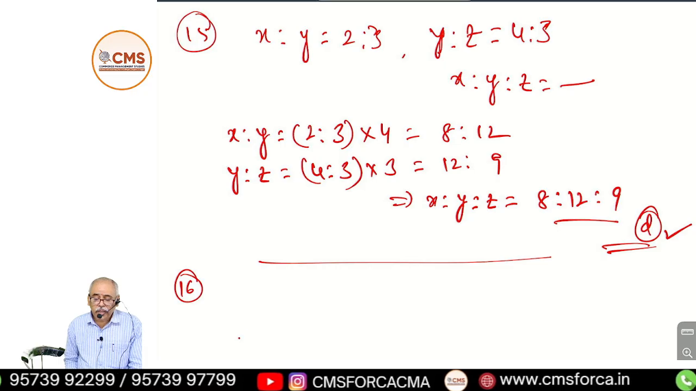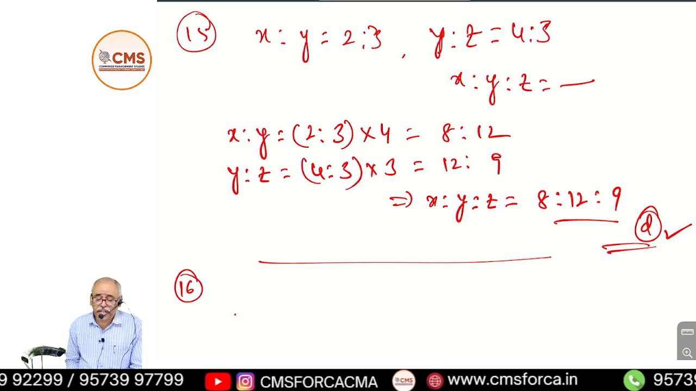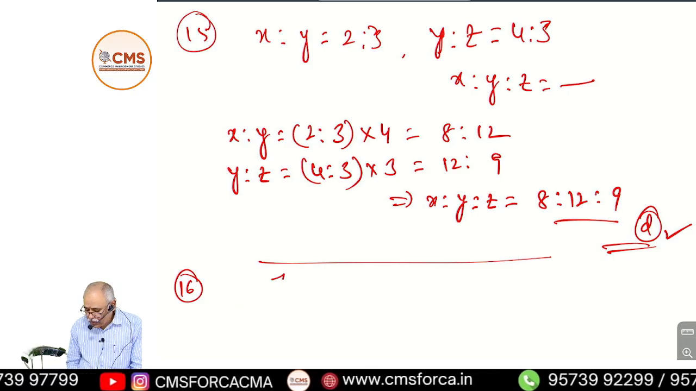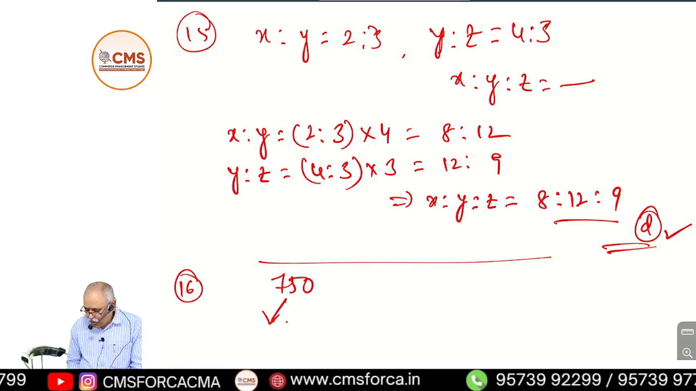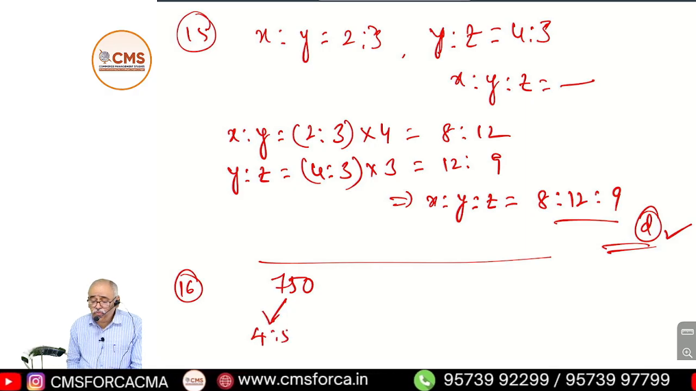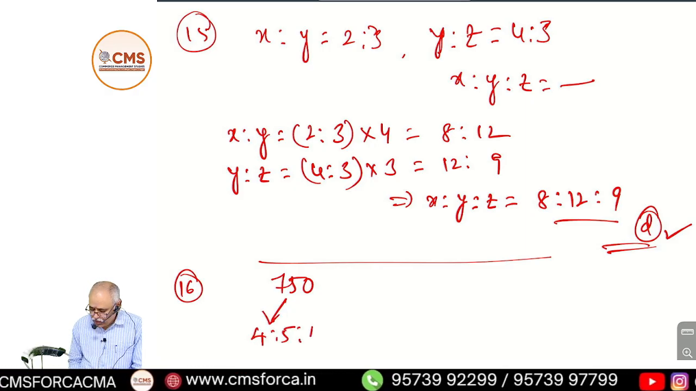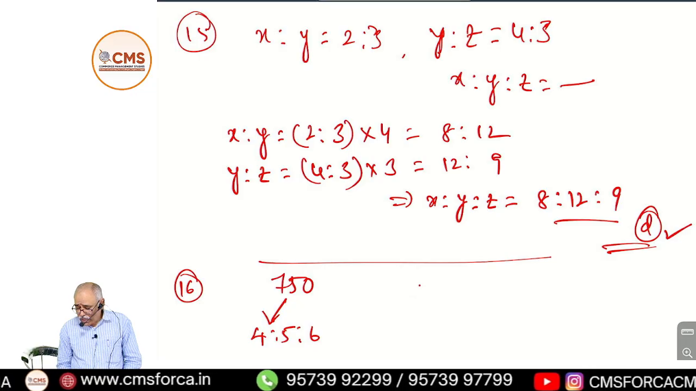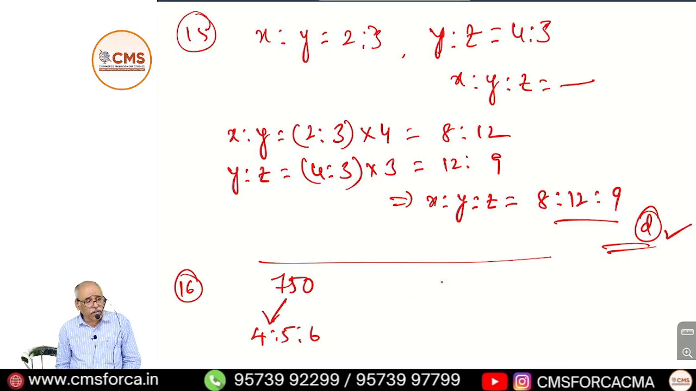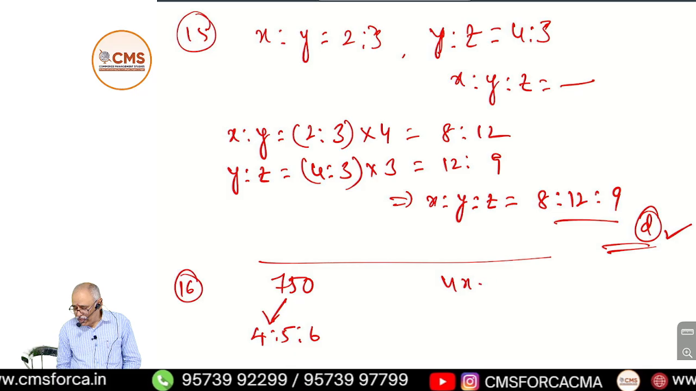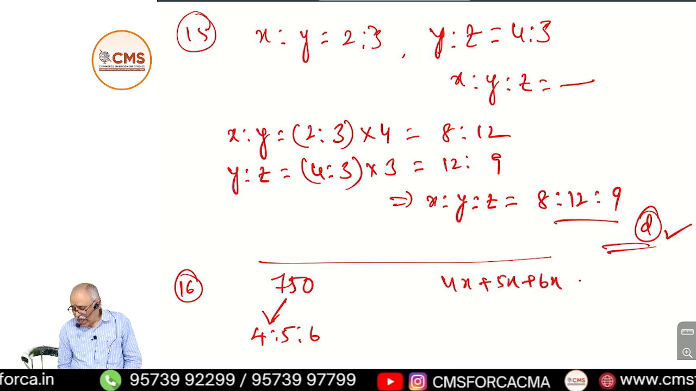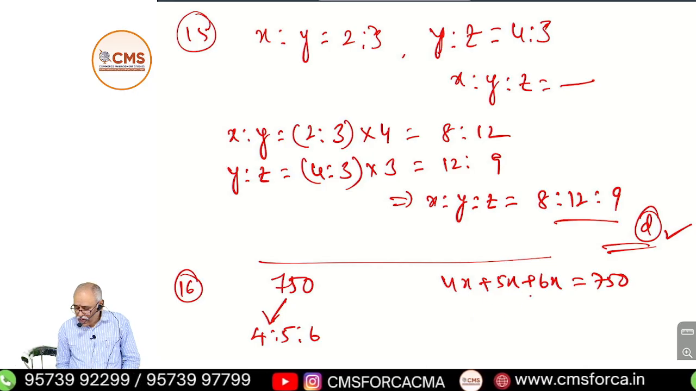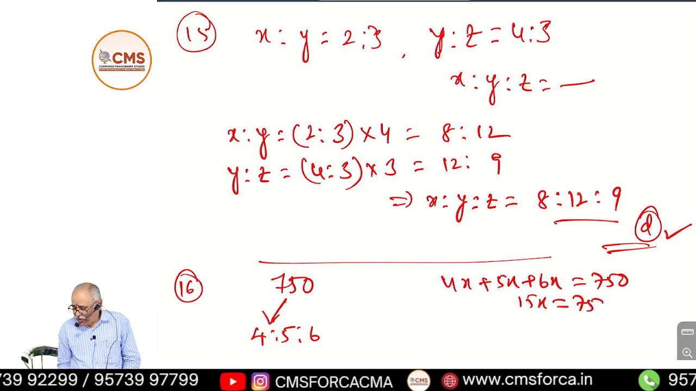15th one, division of rupees 750 into 3 parts in the ratio 4 is to 5 is to 6. You have to divide 750 rupees in this ratio. Let us suppose the parts are 4x, 5x, 6x. The sum of these parts is equal to 750. So 15x is equal to 750.